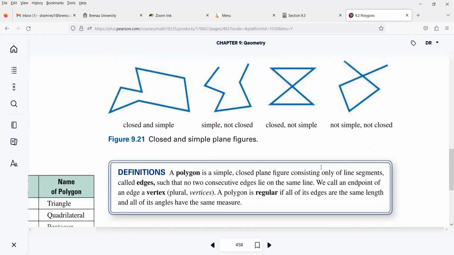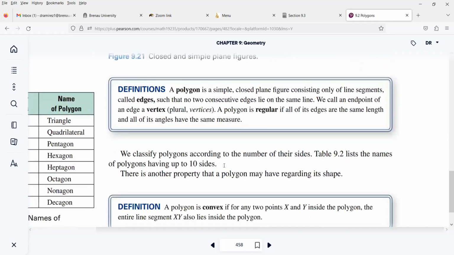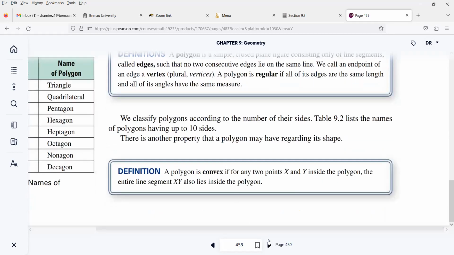So a polygon is a simple closed plane figure consisting only of line segments called edges, such that no consecutive edges lie on the same line. We call an endpoint of an edge a vertex, and a polygon is regular if all of its edges have the same length and all of its angles have the same measure. So let's see the figure.